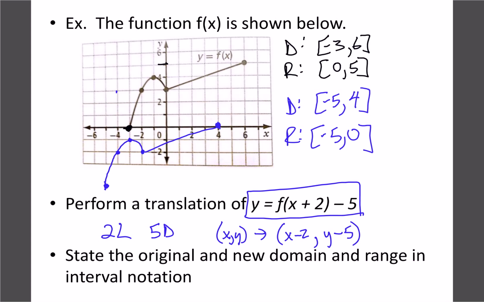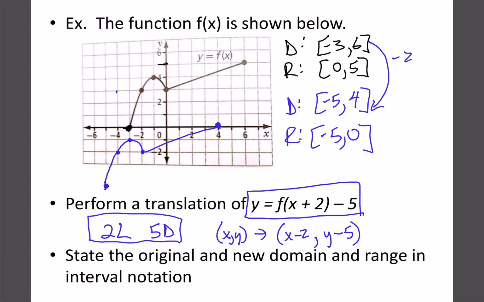You can do it from the graph, but we can also do it from the transformations. So if we go back to what we have here in words, we went 2 left and 5 down. So if you compare the domains, you can see each coordinate of the domain has moved over 2 left. We basically just subtracted 2 from each of those. -3 minus 2 gave us -5. 6 minus 2 gave us 4.